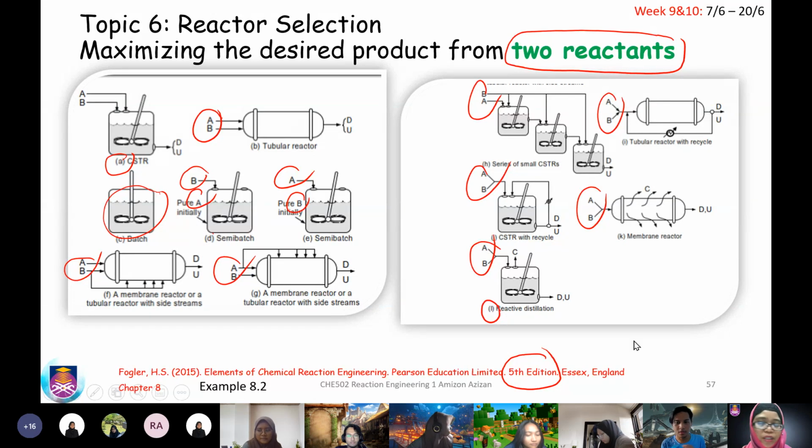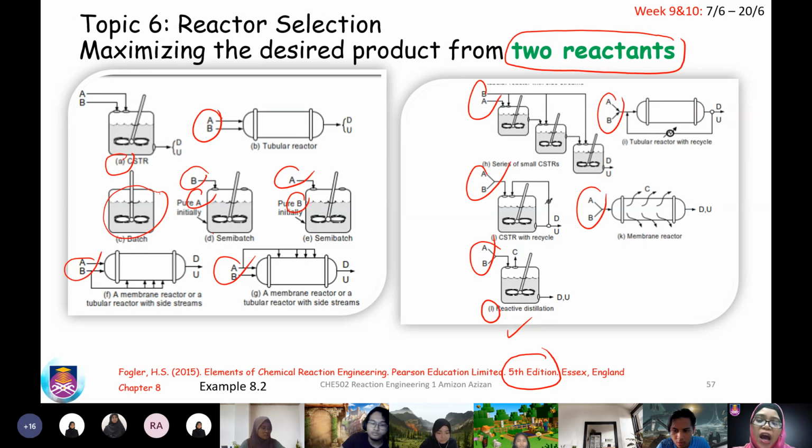Okay, we are going to continue with maximizing the desired product from two reactants. As you see, from A till L have two reactants as your feed stream, either in one feed stream or in two separate feed streams. And why do we have such configuration? Why do some reactors have the A and B in one pipeline, or maybe in one feed stream, and the other one has to be fed separately? There are reasons for that.